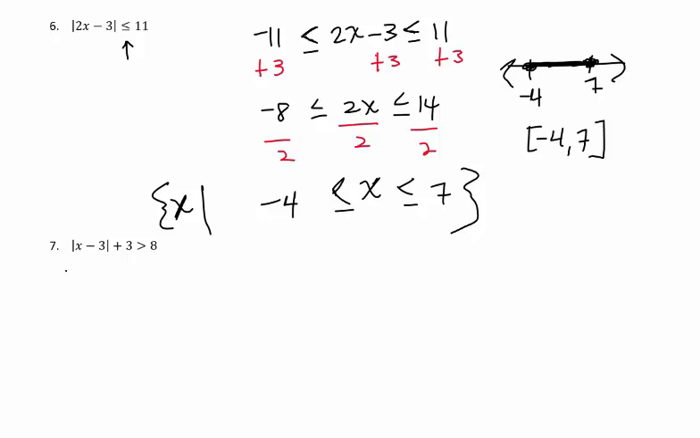And lastly, number 7, the absolute value of x minus 3 plus 3 is greater than 8. Okay, so before we start, we need to isolate the absolute value expression. We're going to subtract 3. We're left with the absolute value of x minus 3 is greater than 5.